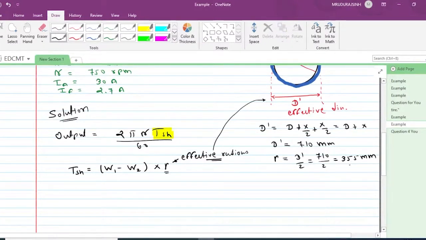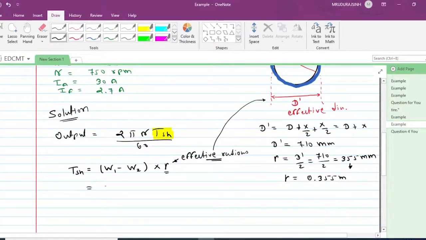But when we use r in this equation, we need to use the unit meter. So we need to convert this mm into meter, and everybody knows that to convert from mm to meter, we multiply by 10 raised to minus 3. This gives us r equal to 0.355 meter. This is how we got the r, right? Now we place the value of r and start calculating the shaft torque.